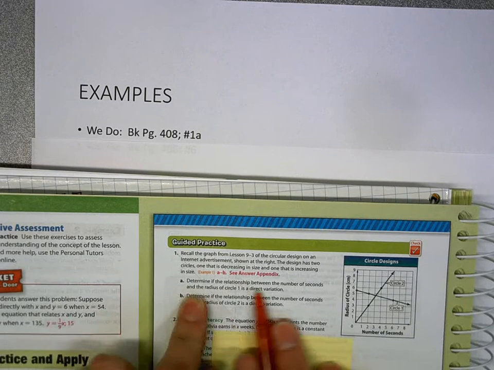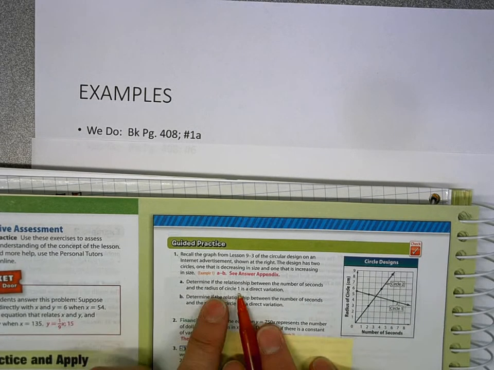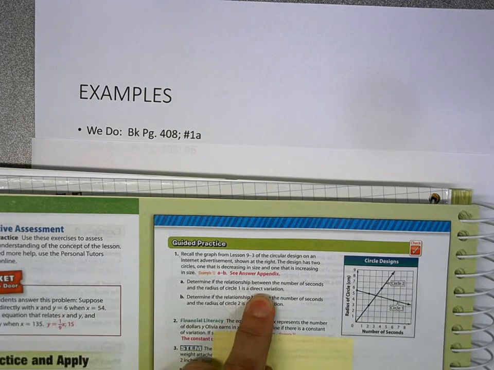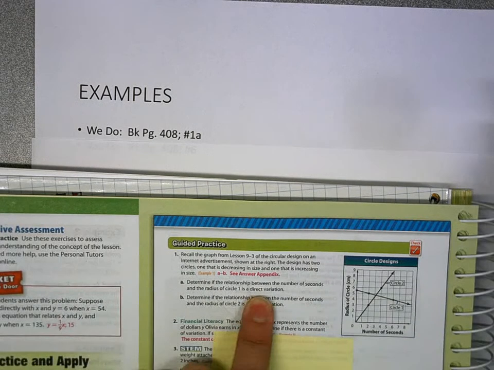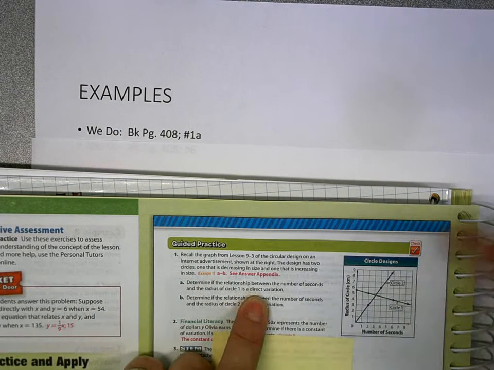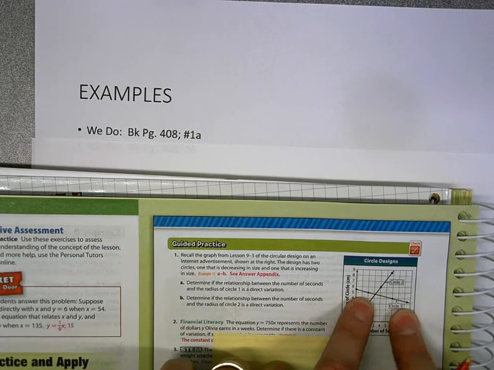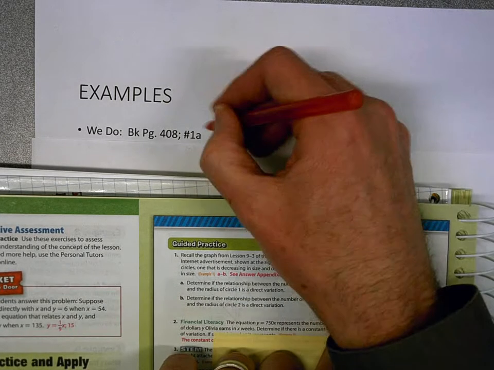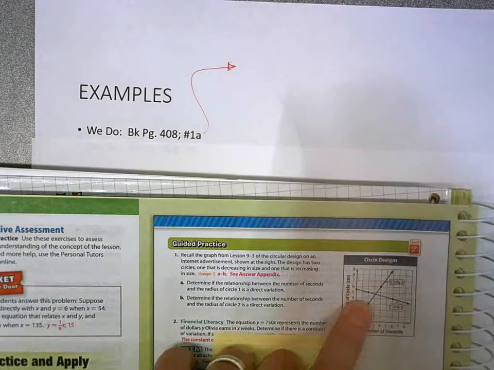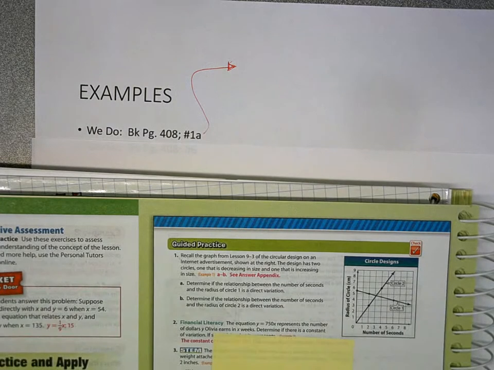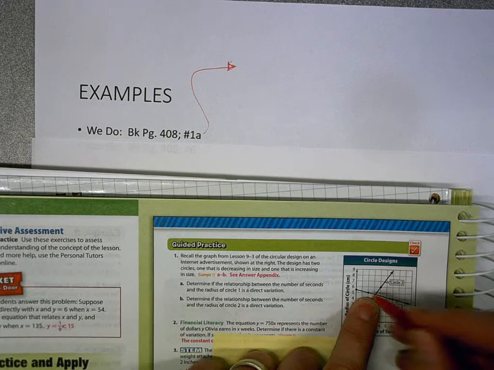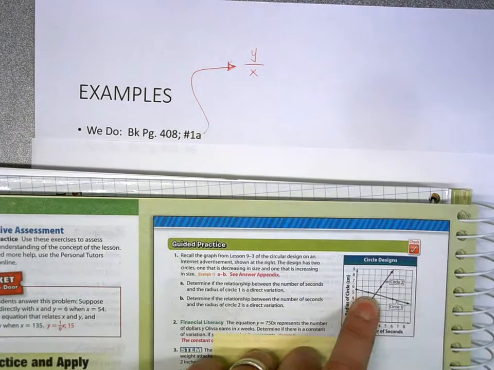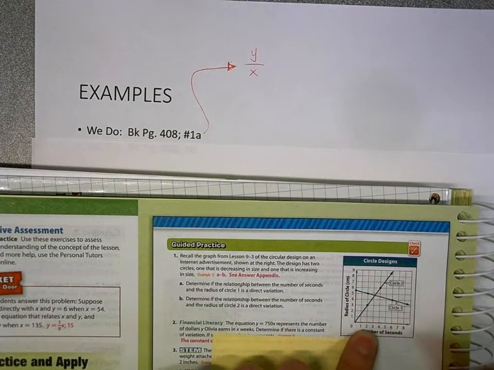It says determine if the relationship between the number of seconds and the radius of circle one is a direct variation. I'm going to show you a couple of ways to do it. First, I'm looking at circle one. With direct variation, if you remember, your points are going to have the same unit rate. So if I take the first point on circle one, the green line, and set it as a ratio of y over x, the y is 5, the x is 2.